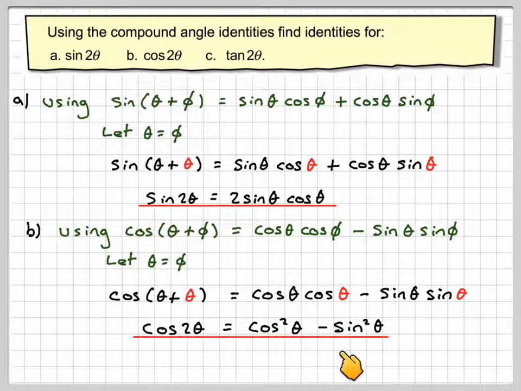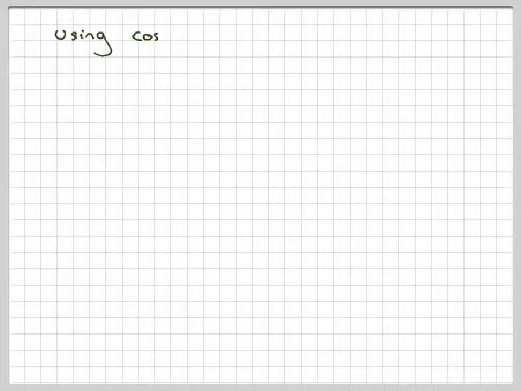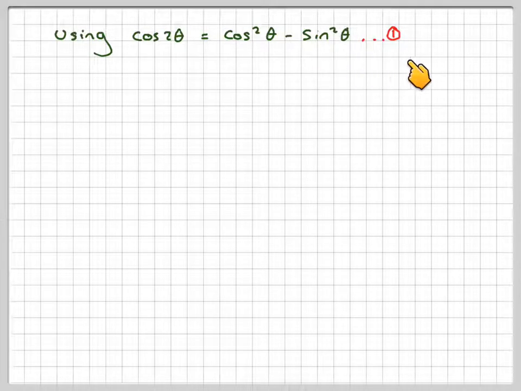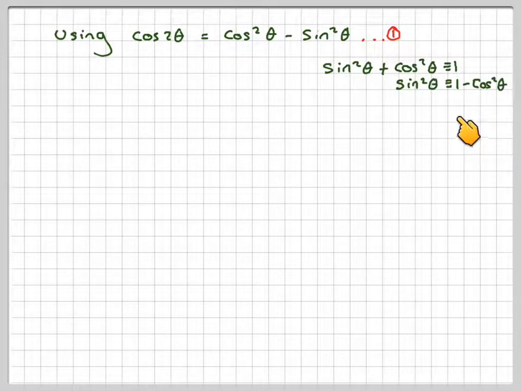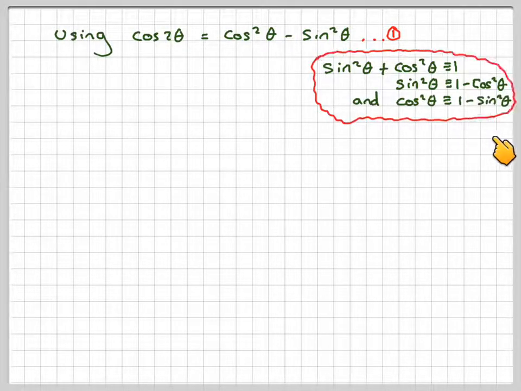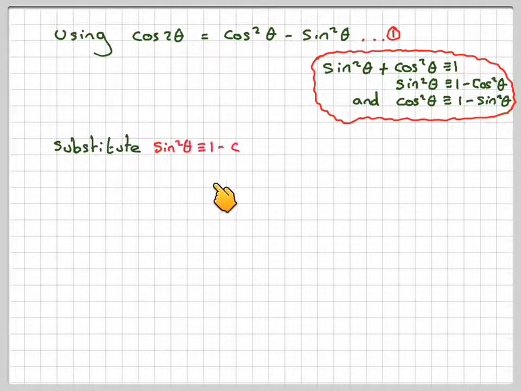Now from this we can actually derive two more. So if we now use cos 2 theta is cos squared theta minus sine squared theta, we'll call that equation 1. We know that sine squared theta plus cos squared theta is equivalent to 1. Therefore, sine squared theta is equivalent to 1 minus cos squared theta, and cos squared theta is equivalent to 1 minus sine squared theta. So if we now substitute sine squared theta is equivalent to 1 minus cos squared theta into 1, so wherever there's a sine squared, we now replace it with that.